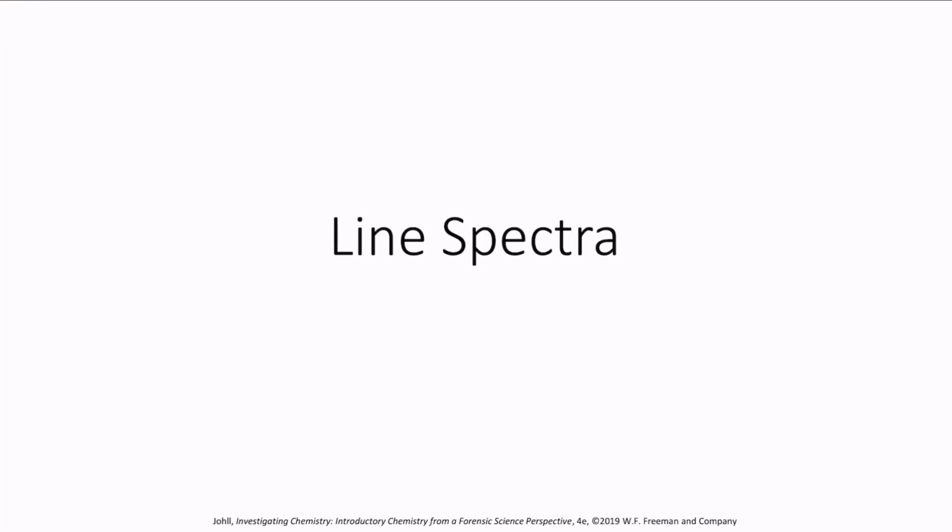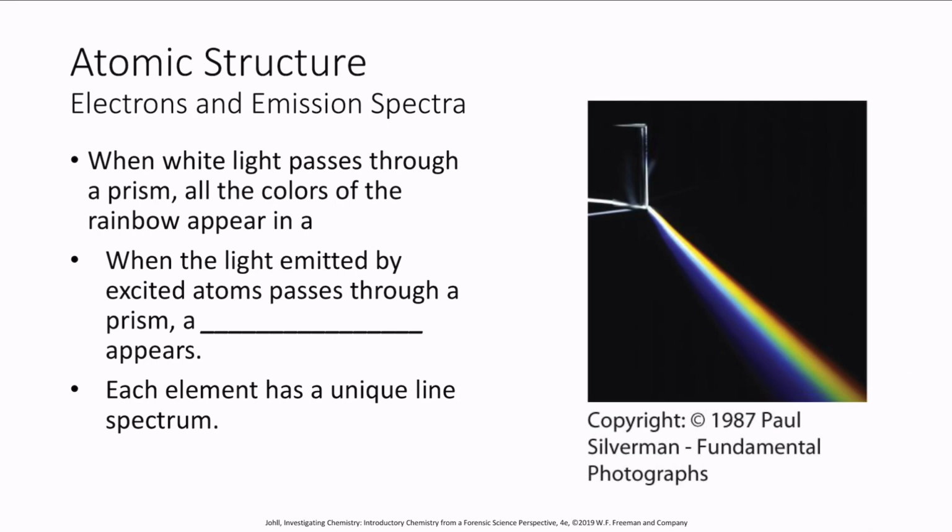We're going to talk about line spectra with the purpose of understanding atomic structure. Now, when light passes through a prism, then on the other side of the prism, you will see all of the colors of a rainbow, and they will appear in a continuous spectrum. Now, what this means is that each element is going to have a unique line spectrum.